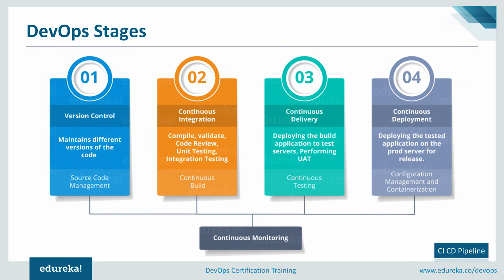Once your application is live, it is continuously monitored by tools like Nagios and Splunk, which will provide the relevant feedback to the concerned teams. Once the teams get feedback, they take that feedback, solve the bug, and then the product goes through the complete cycle again. Alright guys, so these were the stages of DevOps.